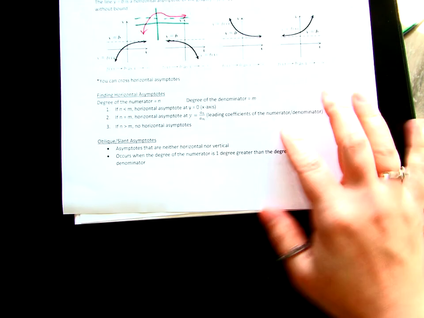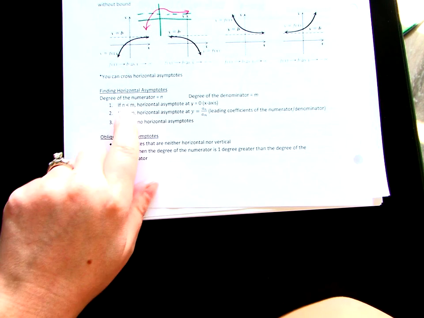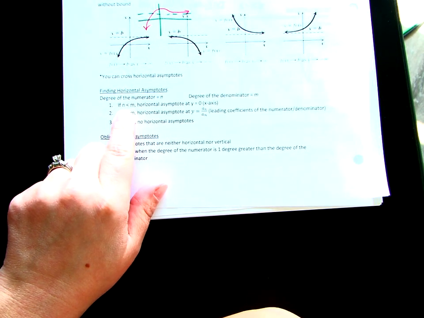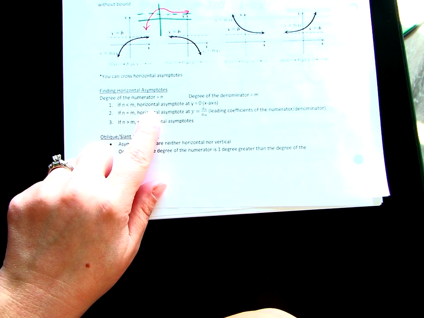In order to find horizontal asymptotes, you have to look at the degree of the numerator and the denominator. I said those backwards. If the degree of your numerator is less than the degree of your denominator, so if the top is less than the bottom, then you have a horizontal asymptote at y equals 0, always.